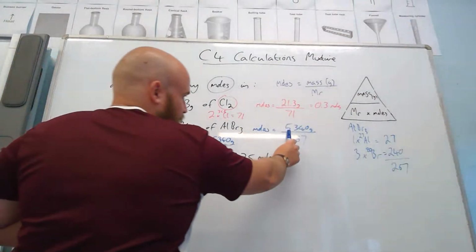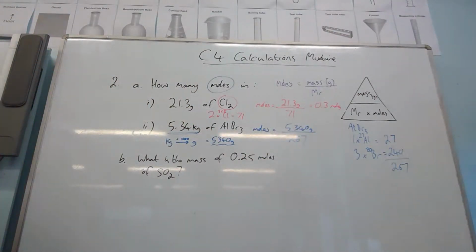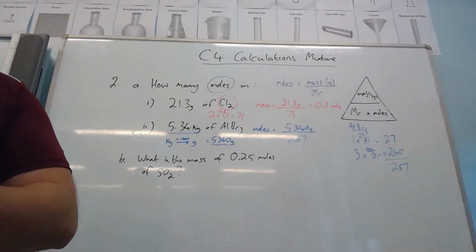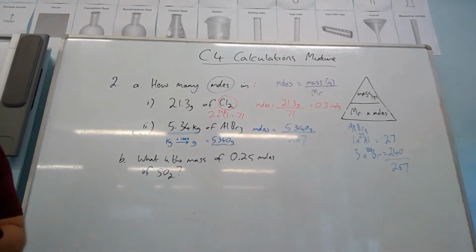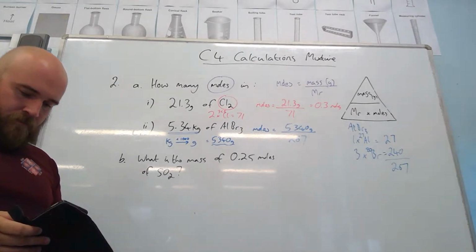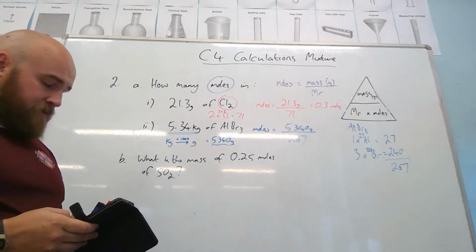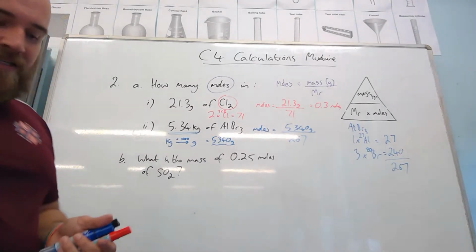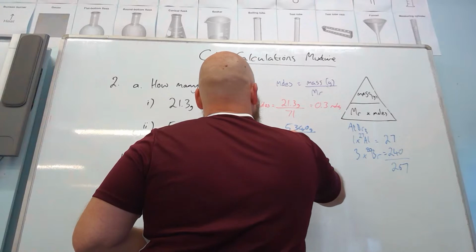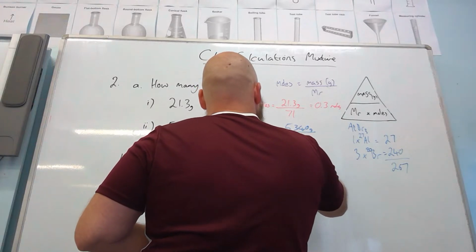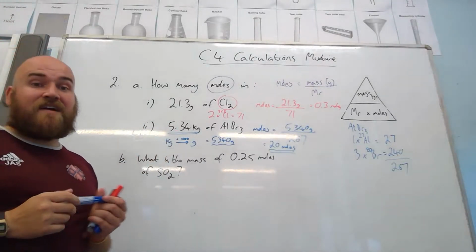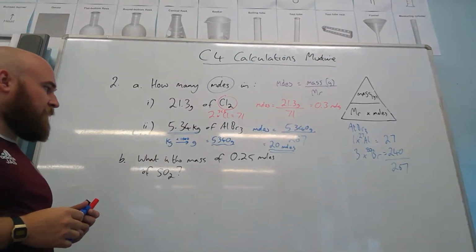So my calculation is 5,340 divided by 267. So 5,340 divided by 267, you get 20. Nice answer. So that equals 20 moles. So if I had 5.34 kilograms of aluminium bromide, I've actually got 20 moles of aluminium bromide.